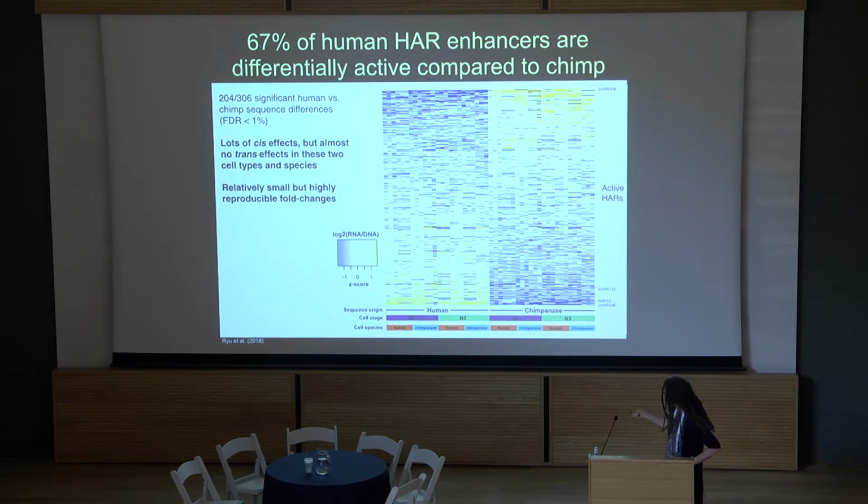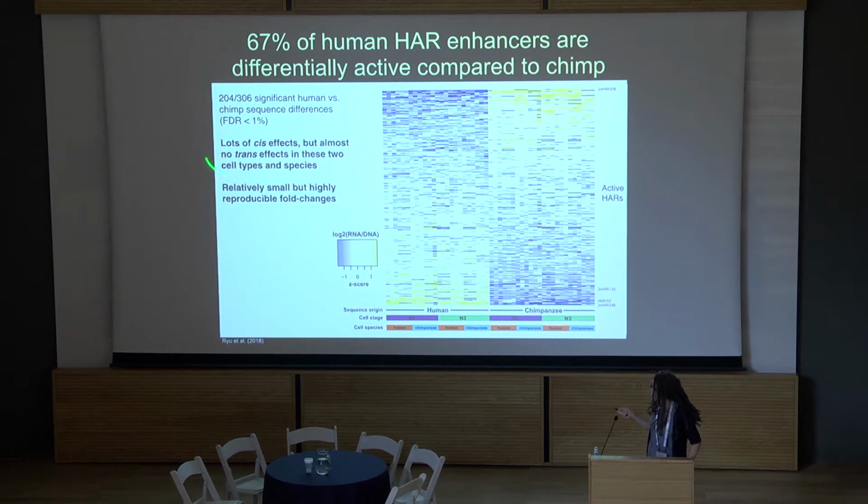The difference between this half of the plot and this half of the plot is that these are the human sequences and these are the chimp sequences. I'm showing all active HARs here, so for the ones in the middle, it's sort of patchy, right? There's no consistent difference between human and chimp, but you can see a large block that are consistently higher with the chimp sequence. This is the signal or the amount of activity, and these are consistently higher with the human sequence.